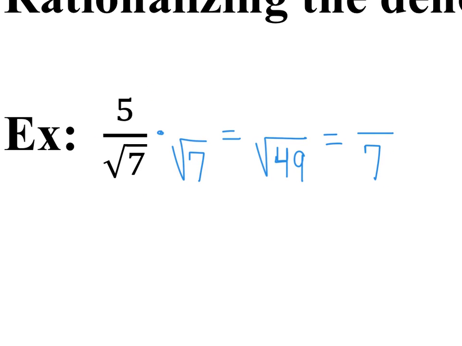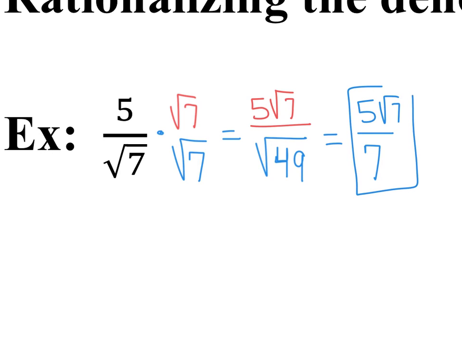But with fractions, the golden rule is that whatever you do to the bottom, you must also do to the top. So I also need to multiply the top by the square root of 7. Since 5 is outside the radical and 7 is inside the radical, I can't actually multiply them together. So the best that I can do is show that I want to multiply them by making it 5 radical 7. So the numerator of my fraction is 5 radical 7, and the denominator is 7.